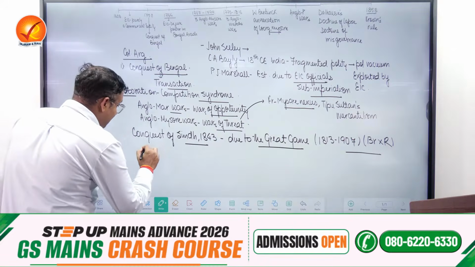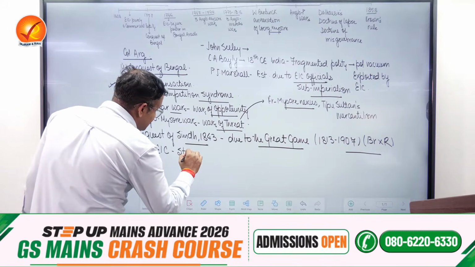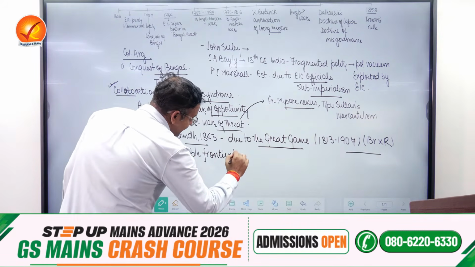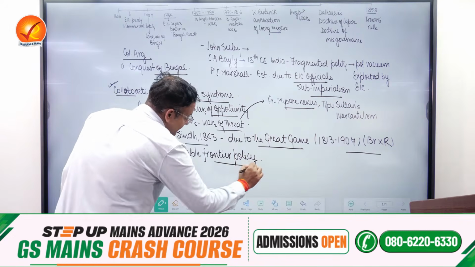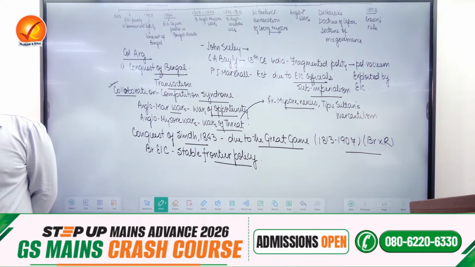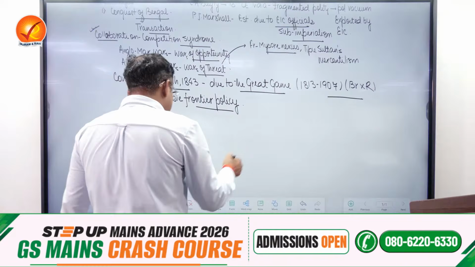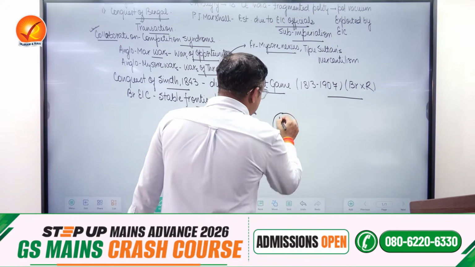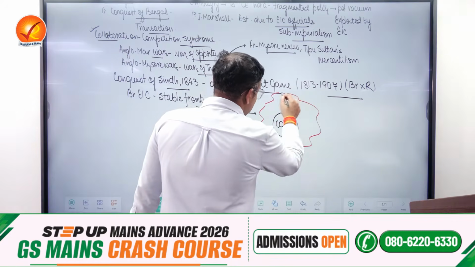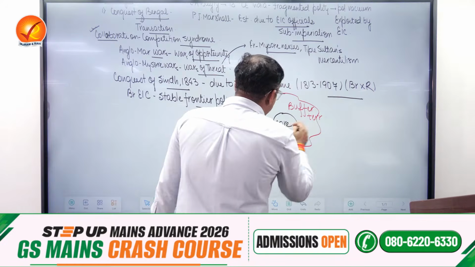Then you have to write that the British East India Company stable frontier policy was also the driving factor for their expansion. What is stable frontier policy? Stable frontier policy, अब यहां पर आप creative हो सकते हैं. You can write that to protect their core regions, there are buffer territories which have to be captured.